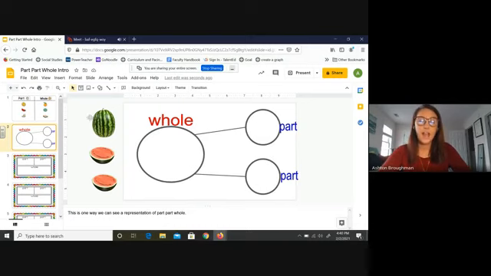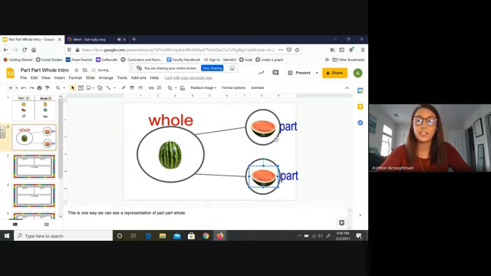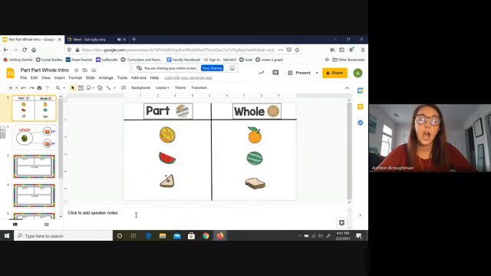So right here we have a whole watermelon. This is the whole thing. And then we have our two parts, one part, two parts. And then when we put these two parts together, we get the whole thing over here, this whole watermelon.